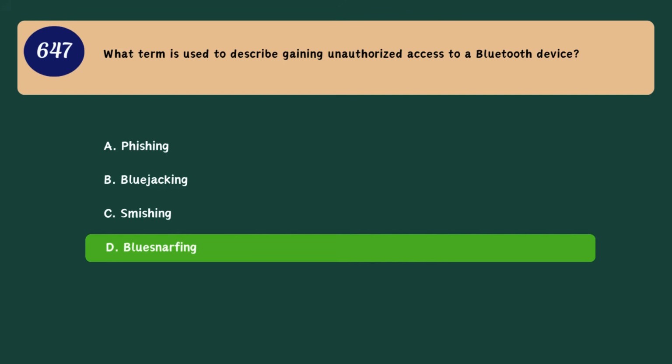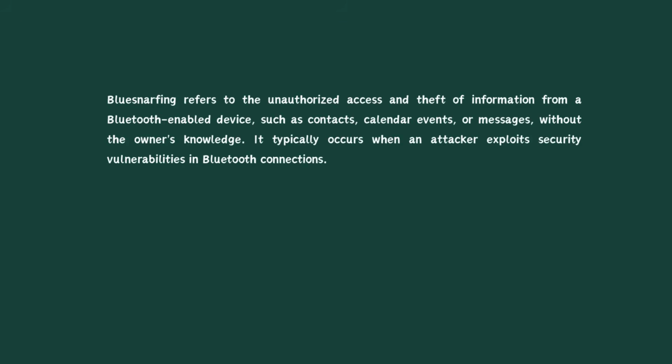Correct answer. D. Bluesnarfing. Bluesnarfing refers to the unauthorized access and theft of information from a Bluetooth-enabled device, such as contacts, calendar events, or messages, without the owner's knowledge. It typically occurs when an attacker exploits security vulnerabilities in Bluetooth connections.